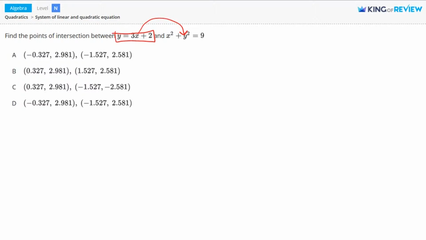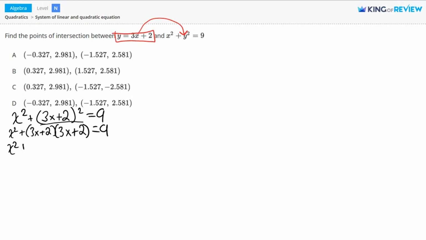So we get x squared plus y squared equals 9. Notice I left an open space for y. Now I'm going to substitute the 3x plus 2 for y. So that goes here, 3x plus 2 in the parentheses. The next step is to expand this portion. x squared plus (3x plus 2) times (3x plus 2) equals 9.